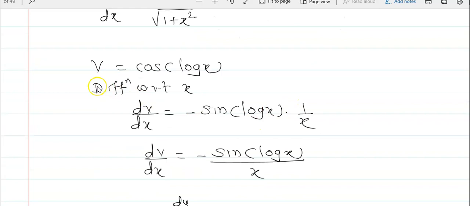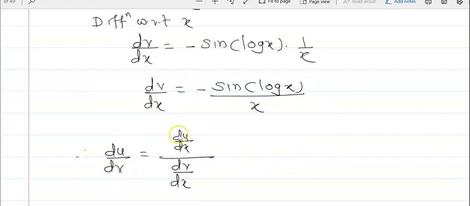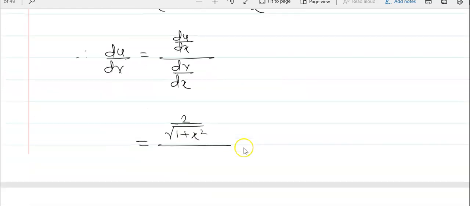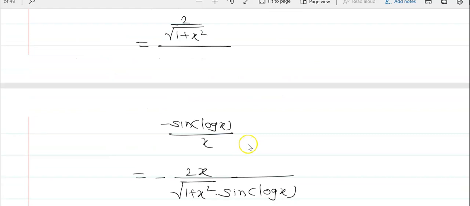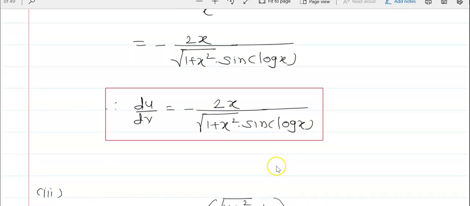Now next, derivative of v, where v is equal to cos of log x. That is dv by dx is equal to minus sine of log x into the derivative of log x, which is 1 upon x. And therefore du by dv is equal to du by dx upon dv by dx. That is 2 upon root of 1 plus x square, upon minus sine of log x upon x. And simplify it. Therefore you will get du by dv is equal to minus 2x upon root of 1 plus x square into sine of log x.